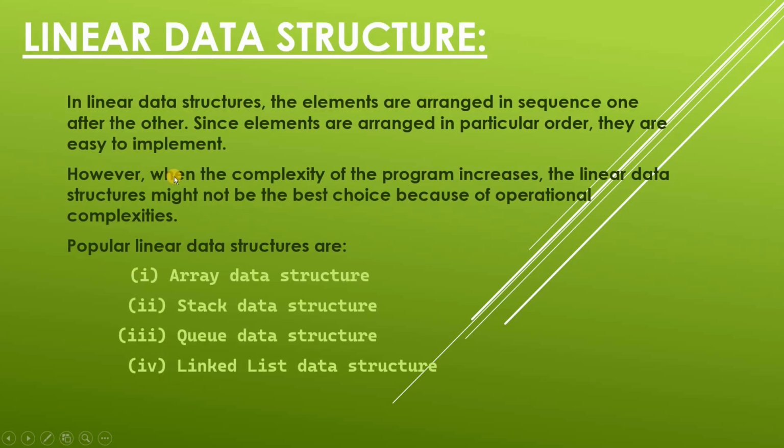Now what is linear data structure? In linear data structures, the elements are arranged in sequence one after the other. Since elements are arranged in a particular order, they are easy to implement. However, when the complexity of the program increases, linear data structures might not be the best choice because of operational complexities. Popular linear data structures are array data structure, stack, queue, and linked list data structures.